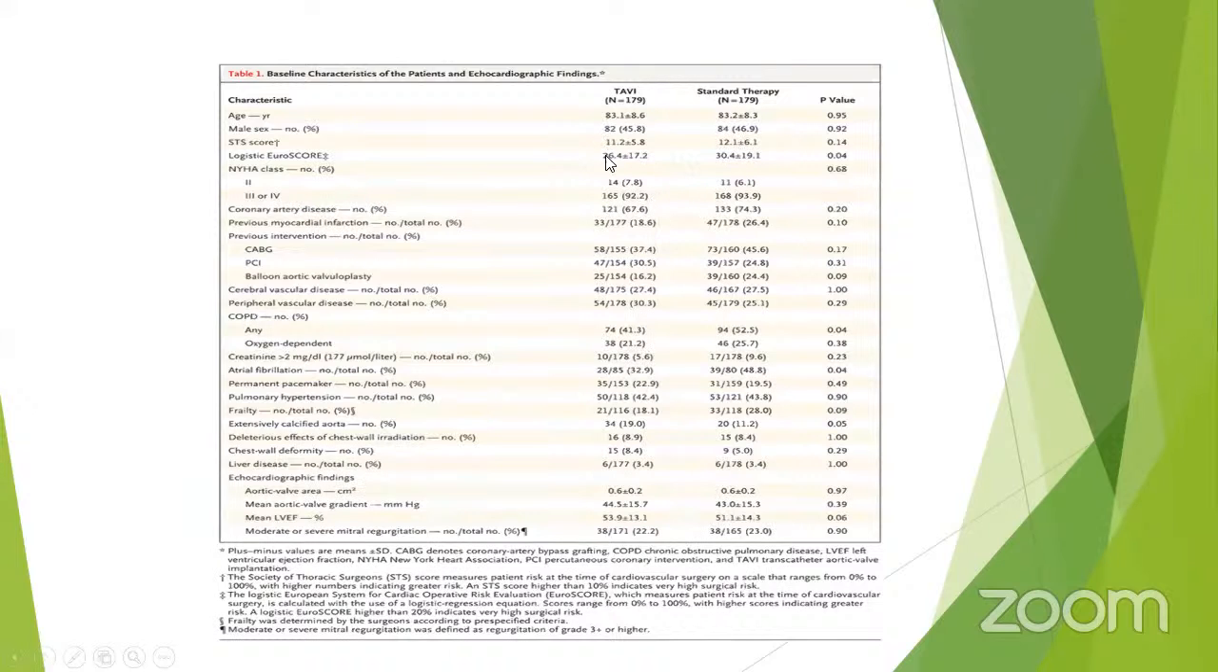Of note, however, as you can see here, the Euro score was statistically higher in the standard therapy group as compared to the TAVI group, which, according to some experts, may have led to worse outcomes in the standard therapy group. Otherwise, there was no significant difference between the two groups. Baseline characteristics were fairly similar.